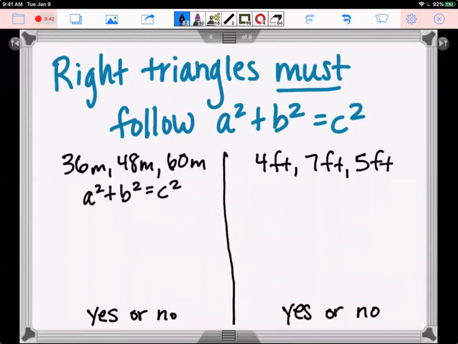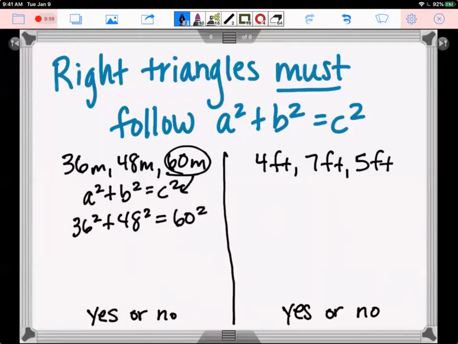You always put the biggest one as the hypotenuse, as the last, as the c, okay? So that one's going here. So 36 squared plus 48 squared equals 60 squared. Is that a true statement?